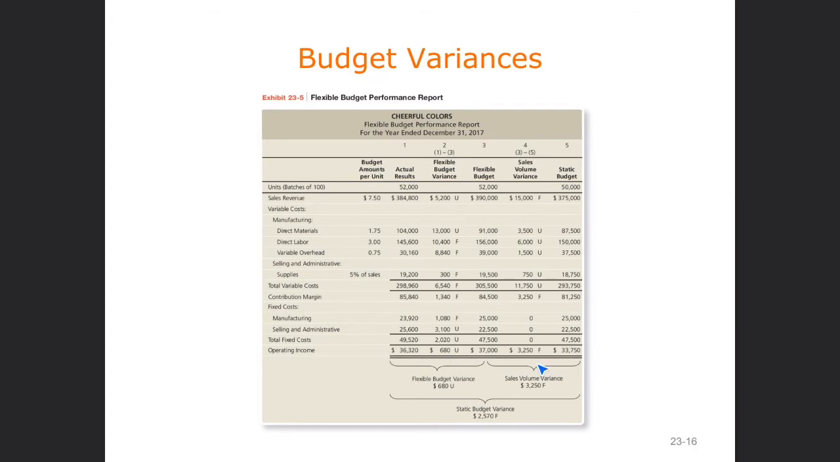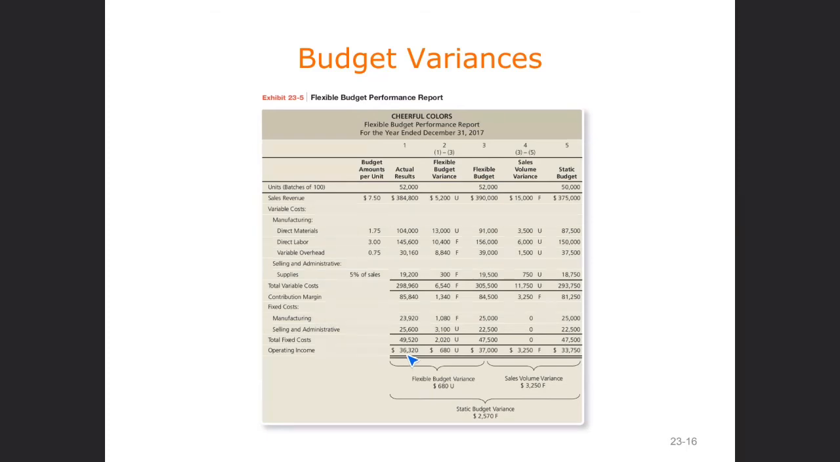And we'll do the same analysis over here. For the sales volume variance, we had 37,000 flexible budget. We have 33,000 static budget. Our flexible budget was higher than our static budget, and we're looking at operating income. Because that was higher, this is favorable. The difference is $3,250, so we have a sales volume variance of $3,250 favorable.